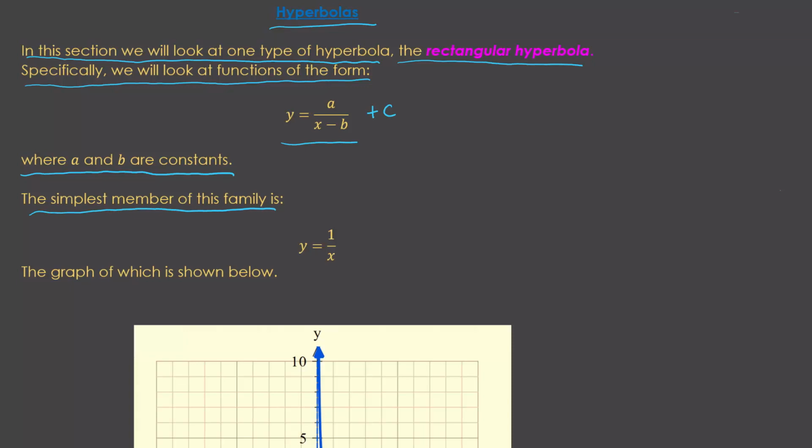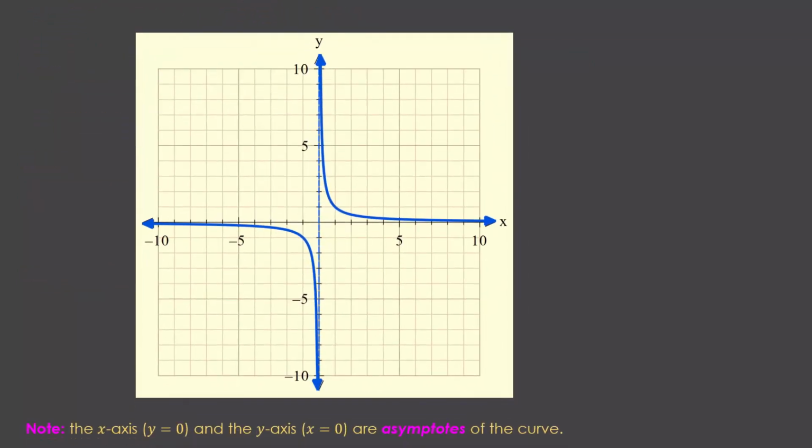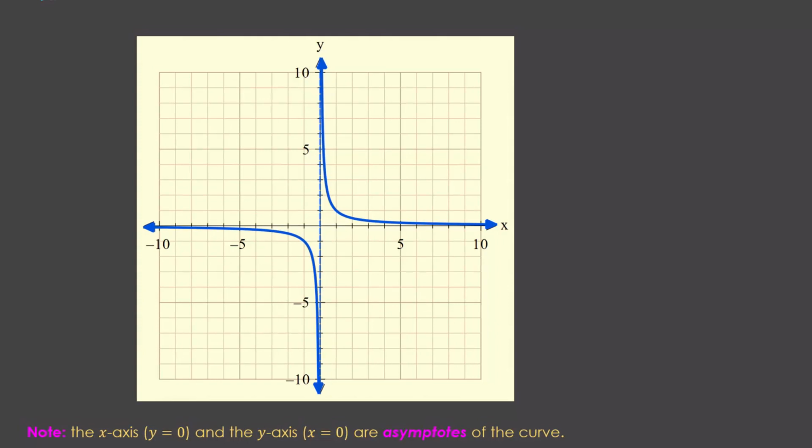The simplest member of the family is y equals 1 over x, the graph of which is shown below. So this is the graph of y equals 1 over x. You can find some points on here like 1, 1, because we know that if x is 1, 1 divided by 1 is 1, so the y-coordinate is 1. And then this point here would be at 2, 1/2, because 1 divided by 2 is 1/2, and so on.